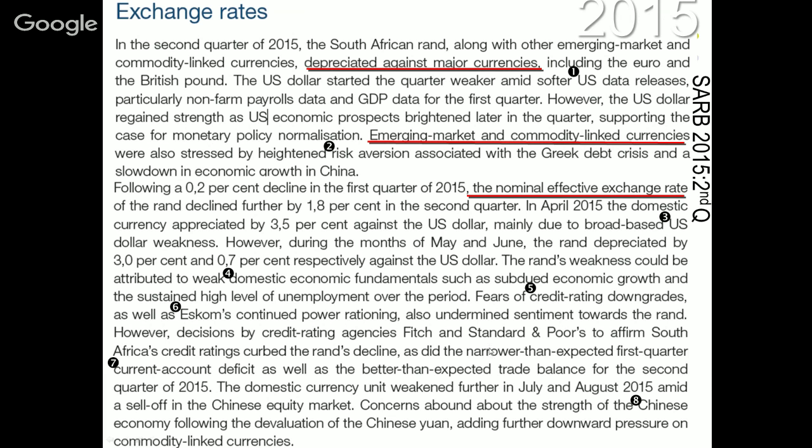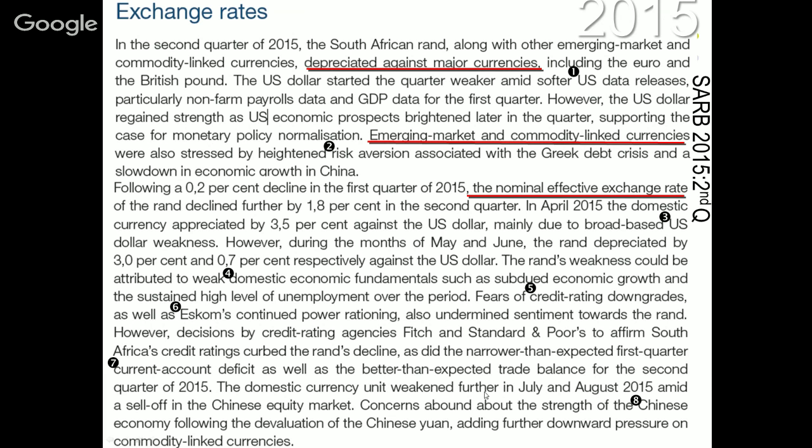Fitch and Standard & Poor's affirming South Africa's credit ratings curbed the rand's decline. You can put that as one. What does the credit rating say? As did the narrower than expected first quarter current account deficit, South Africa's transactions recorded. So what has been happening with that? As well as a better than expected trade balance for the second quarter of 2015. We'll talk about that tomorrow as well.